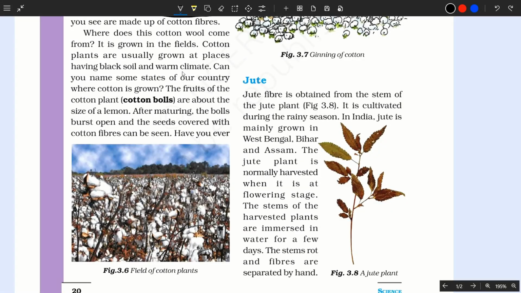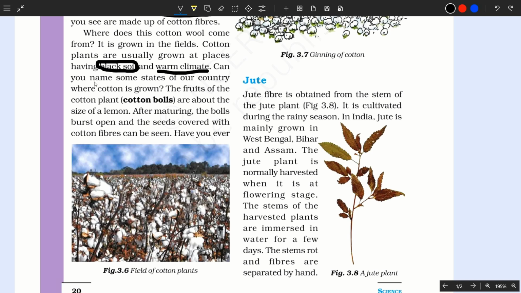Cotton plants usually grow in places having black soil, because their fertility and growth will be very good in black soil and a warm climate. It should be a warm climate. So cotton usually grows in places with black soil and a warm climate.